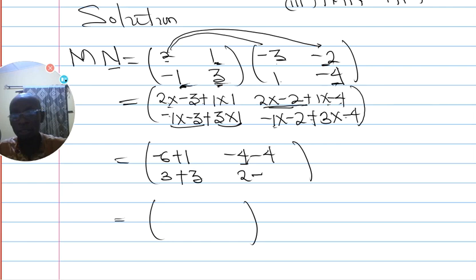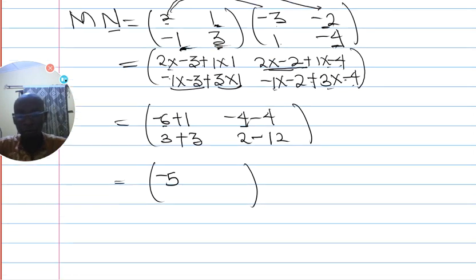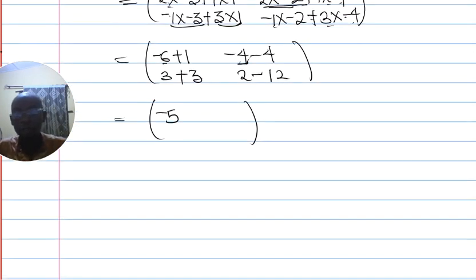Minus plus times minus is minus. 3 times 4 is what? 12. Okay. Now -5, -6 plus 1, -5. Okay. So -4, -4, -8. 3 plus 3 is 6. 2 minus 12 is -10.